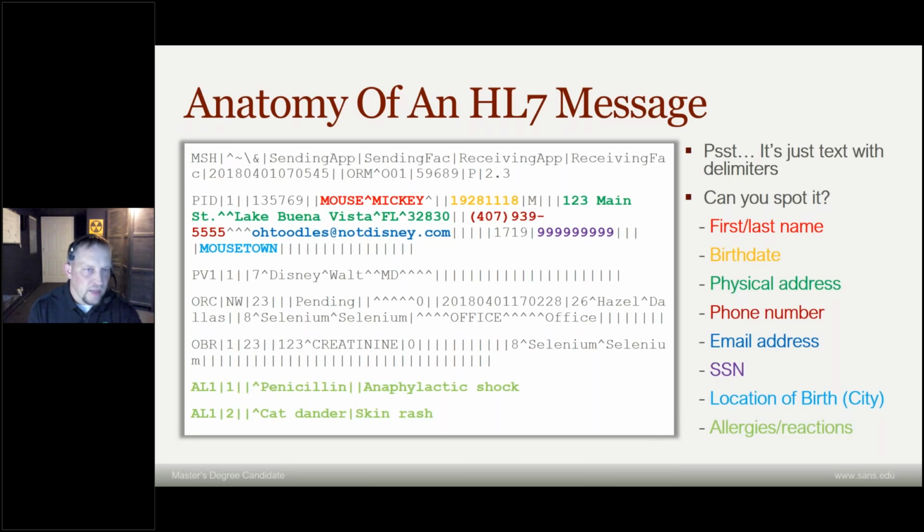You see in the yellow, you have the birth date. In dark green, you have the city, state, and zip code along with the address. The maroon, you have the phone number for the patient. Dark blue is the email address. Purple is the ever-present social security number. The light blue is the location of the birth city for that patient.